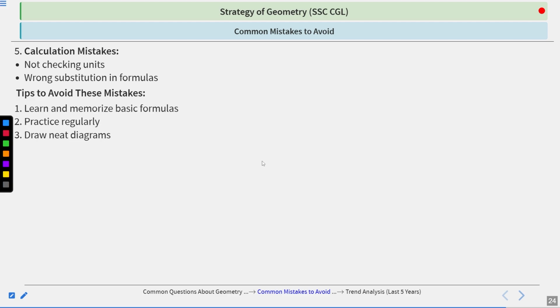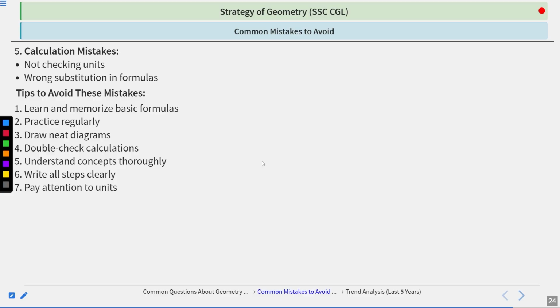Next one is draw a neat diagram. Double check calculation. Understand concepts thoroughly. Write all steps clearly. Pay attention to units. Review your answer.